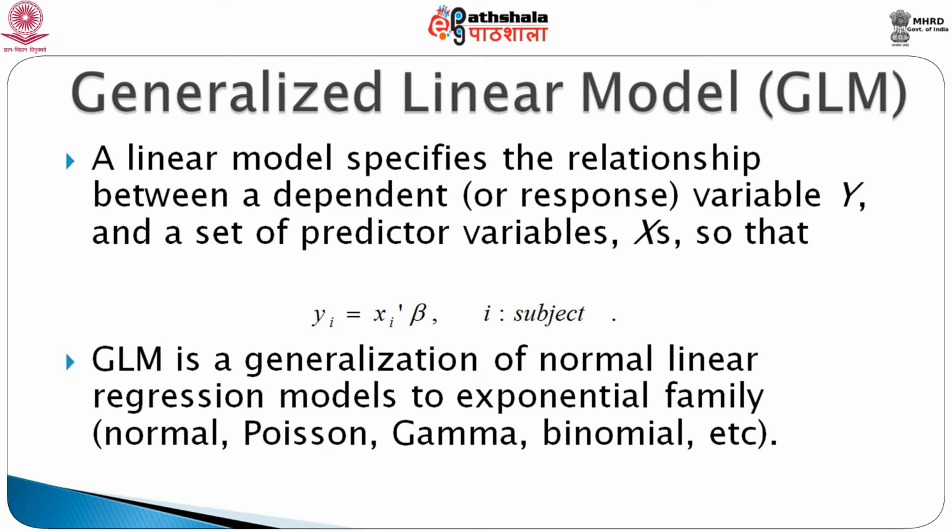Let us look at the linear model. A linear model specifies the relationship between a dependent variable y and a set of predictor variables x's, so that yi equals xi dash beta, i being the subject. I am not bringing the error component; it is the relationship between the dependent variable and independent variables or predictor variables. Generalized linear model is a generalization of normal linear regression models to the exponential family like normal, Poisson, gamma, binomial, etc.